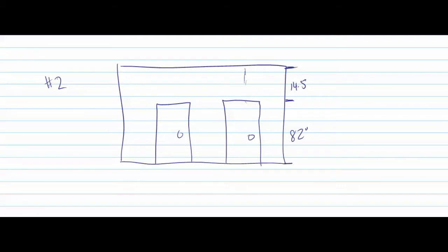Then from the wall to the edge of the door here, we've got 23 inches. The width of this door is 30 inches. Between the 2 doors, 16.5. This door here is 36 inches. And from the door to the wall, it was 17 inches.